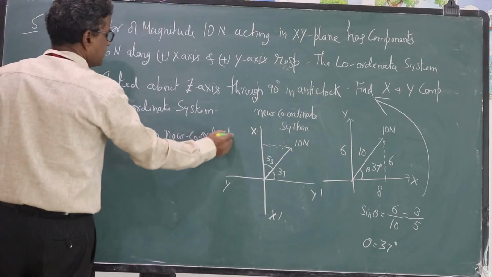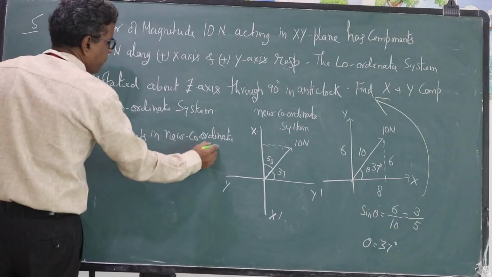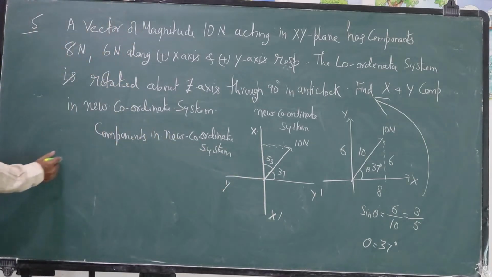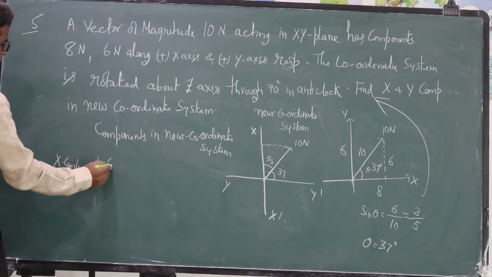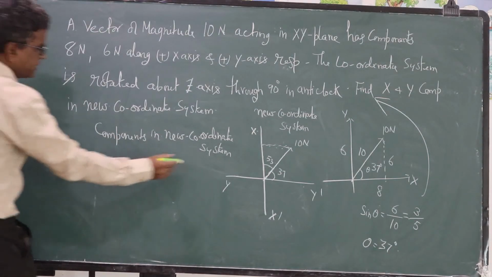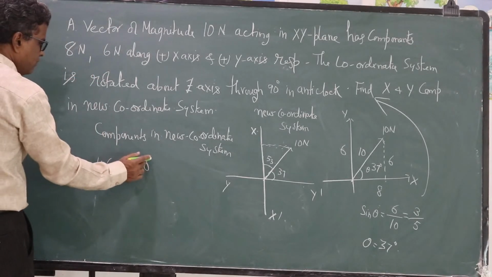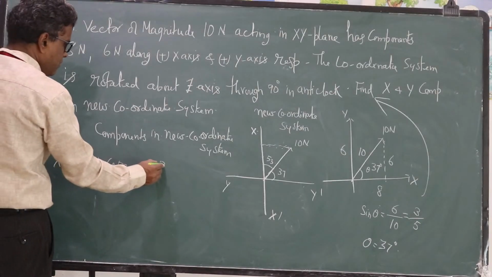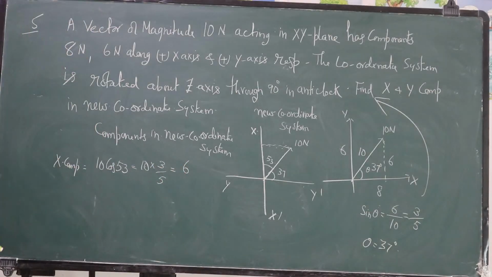New coordinate system. The x component becomes this one. So the x component, you have to use the cos component. X component is equal to 10 cos 53, because it is adjacent. Cos 53 is 3 by 5, so this is 6. So the x component now becomes 6.